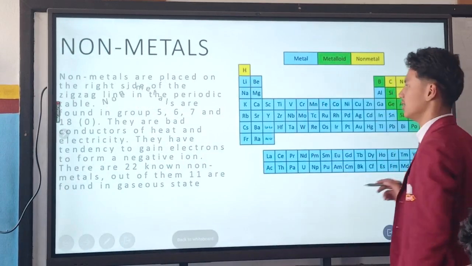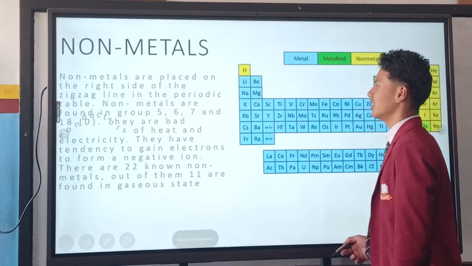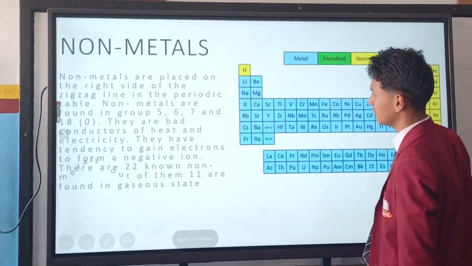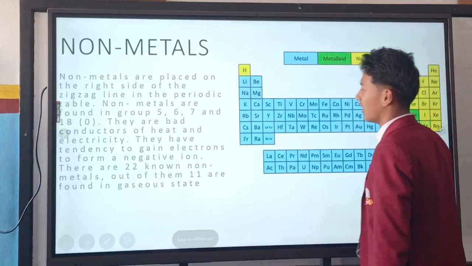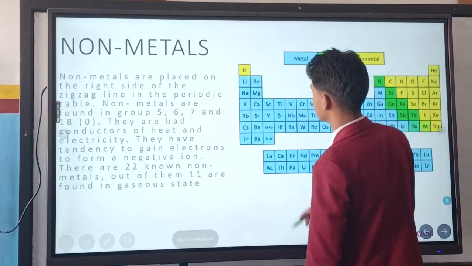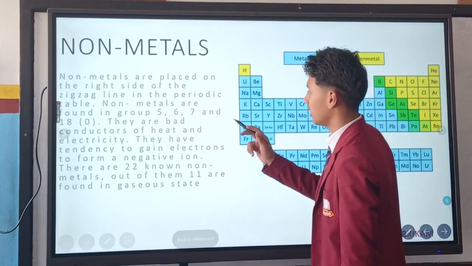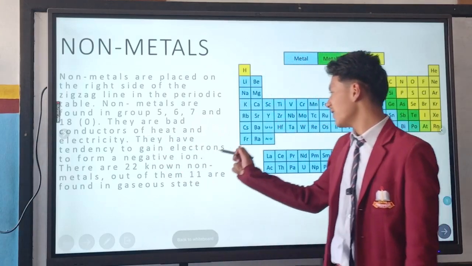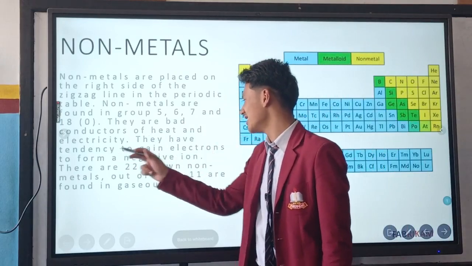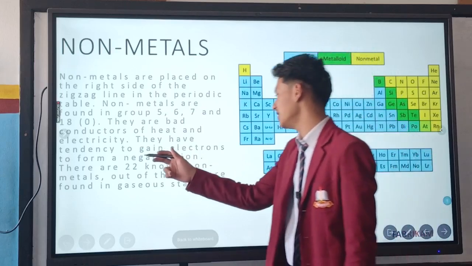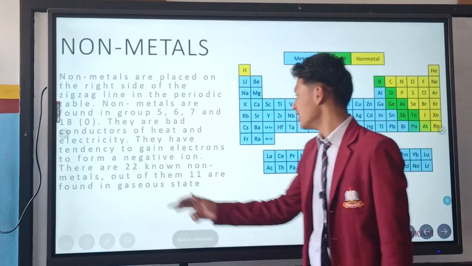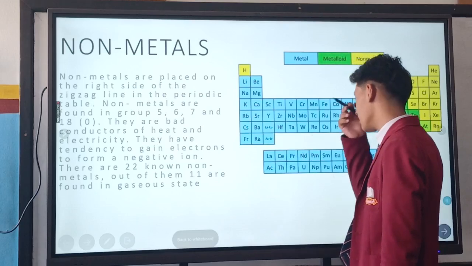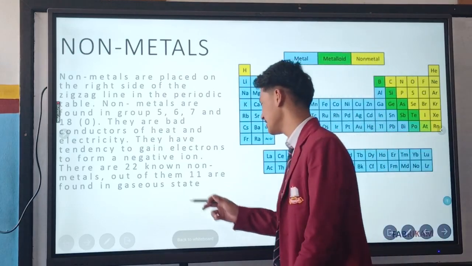Non-metals. Non-metals are placed on the right side of the zigzag line in the periodic table. Non-metals are found in groups 5, 6, 7, and 18. They are bad conductors of heat and electricity. They have a tendency to gain electrons to form a negative ion. There are 22 non-metals. Out of them, 11 are found in gaseous states.